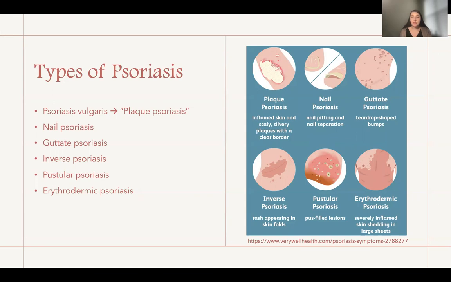Pustular psoriasis involves lesions that contain pus. And in erythrodermic psoriasis, the skin is so inflamed that it sheds in large sheets, resulting in large red splotchy areas throughout the body.